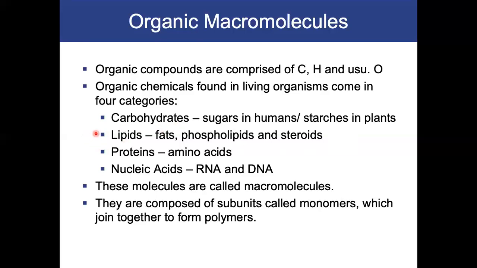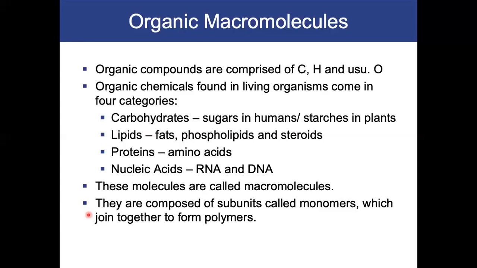Okay, then there's lipids. The category of lipids includes your fats, your phospholipids, and your steroids. Proteins are made up of amino acids, and then nucleic acids comprise RNA and DNA. These molecules are called macromolecules. Why are they called macromolecules? Because they're composed of subunits called monomers. Monomers join together to form polymers.